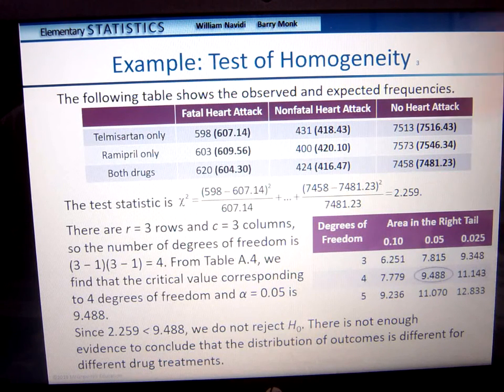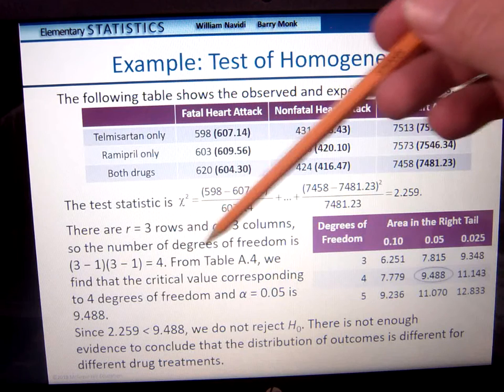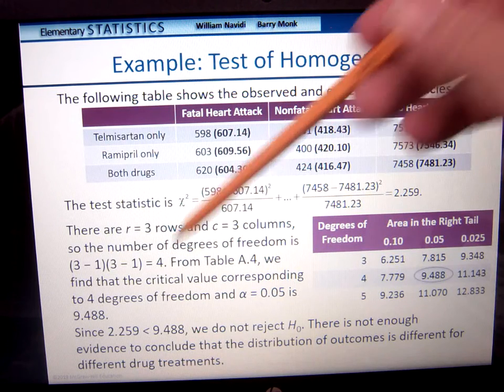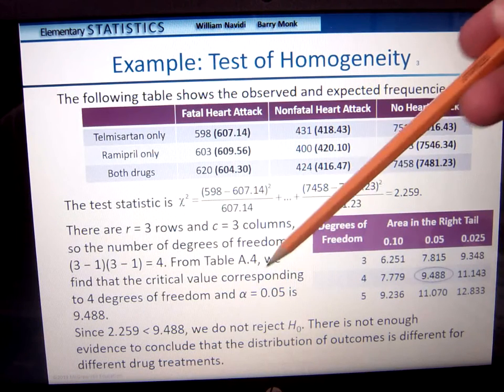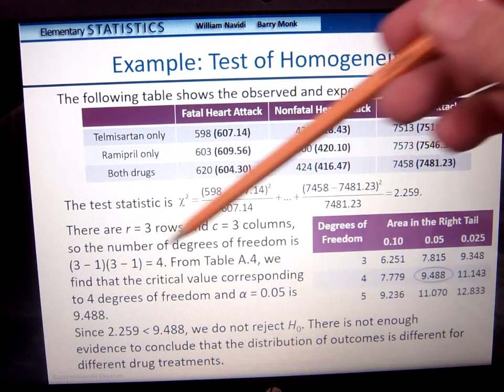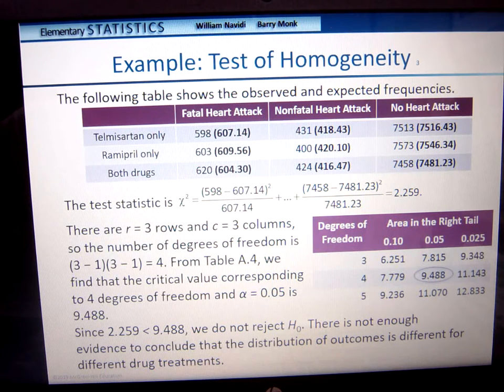2.259. Now, there are 3 rows and 3 columns, so when we're figuring out the degrees of freedom, we subtract 1 from each and then multiply, and we get the degrees of freedom of 4. From table A4, we find the critical value for 4 degrees of freedom and alpha at 0.05 is 9.488. Since 2.259 is smaller than 9.488, we're not going to reject the null hypothesis because there's not enough evidence to conclude that the distribution of outcomes is different for the different drug treatments.